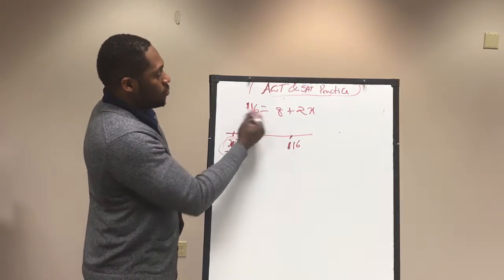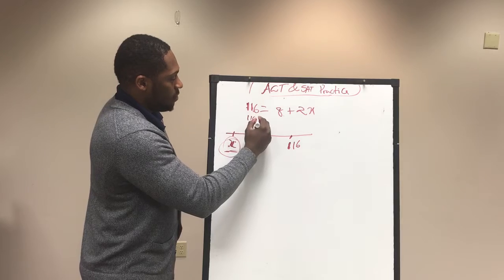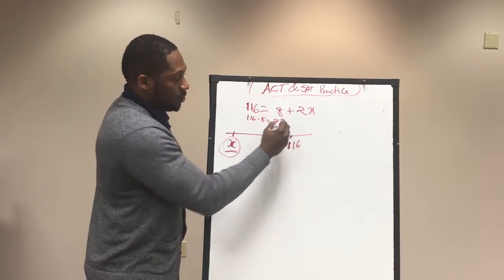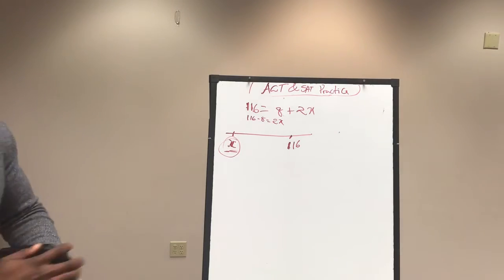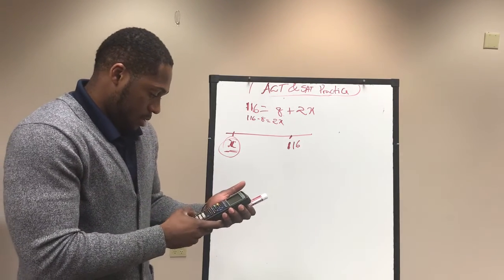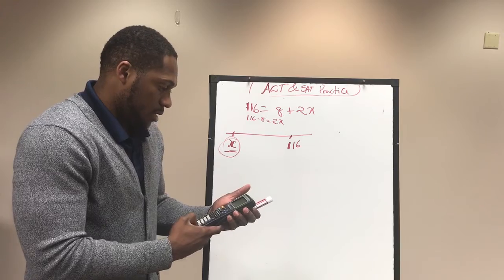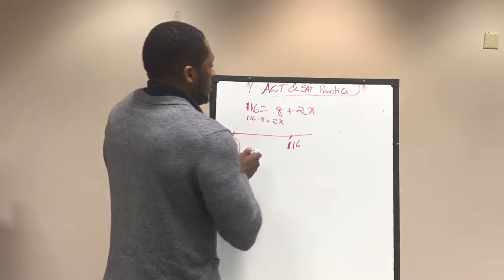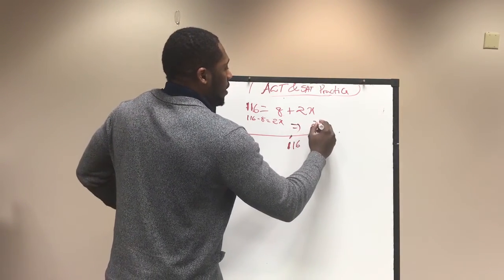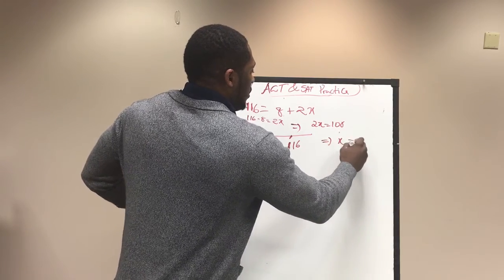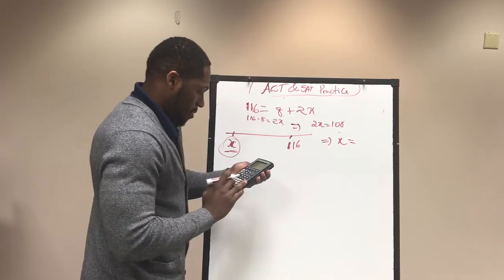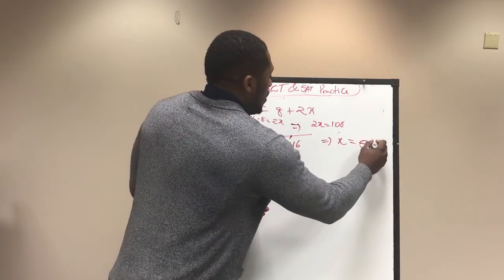So we move the 8 to the other side: 116 minus 8 equals 2x. Let me find my calculator. 116 minus 8 is 108. That implies 2x is equal to 108. That implies x is equal to 108 divided by 2, which is 54.